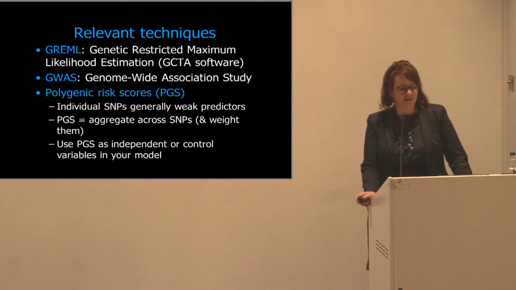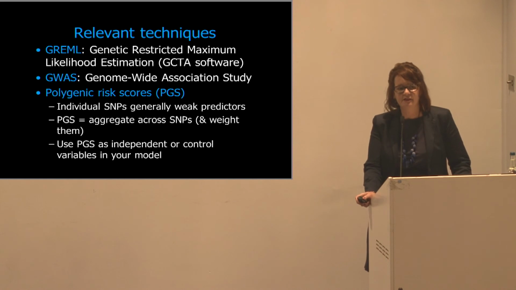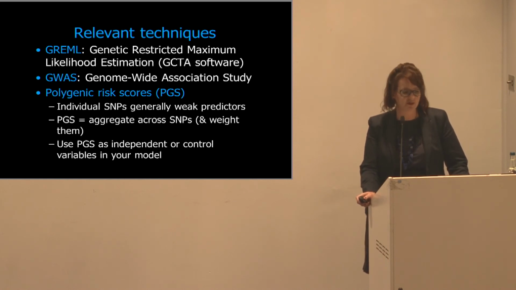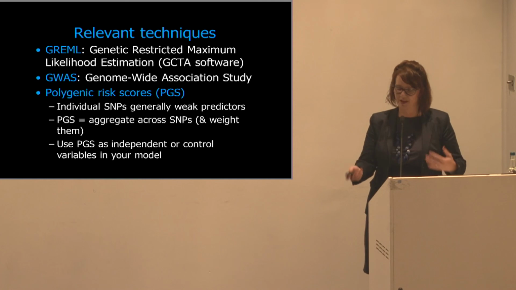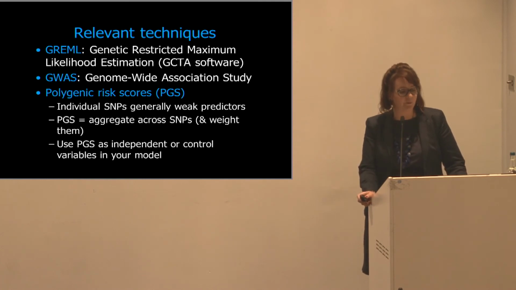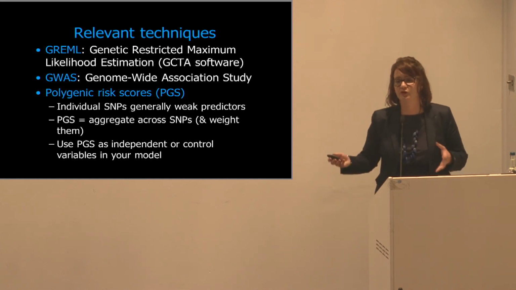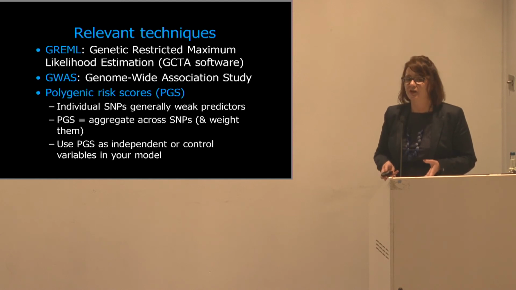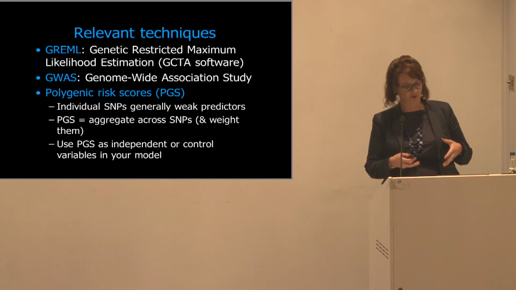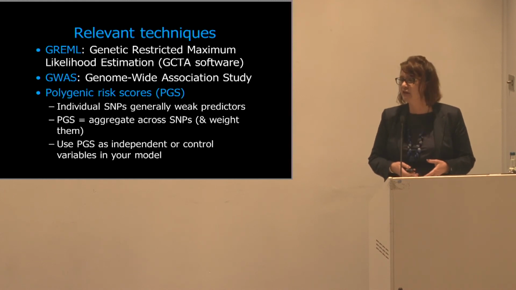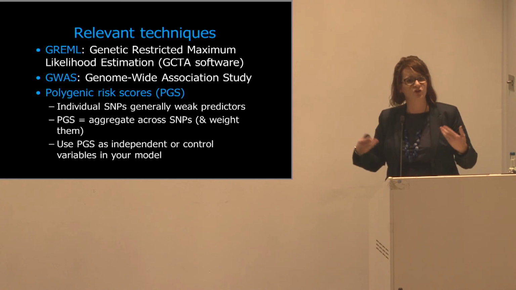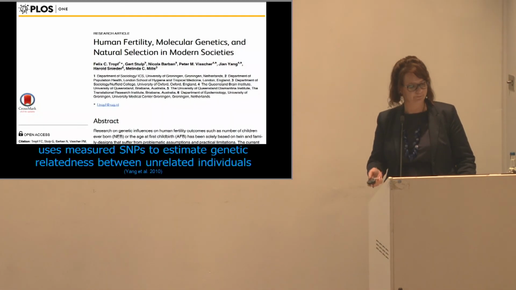Some of the relevant techniques and ways that we've been approaching molecular genetics as social scientists have been looking at things such as GREML, and I'll show you that in a moment using GCTA software. We've conducted several genome-wide association studies, and what we produce from those GWAS studies are what's called polygenic scores. So it's an aggregate or single measure of genetic risk related to a trait. And I'll show you how some of those work.